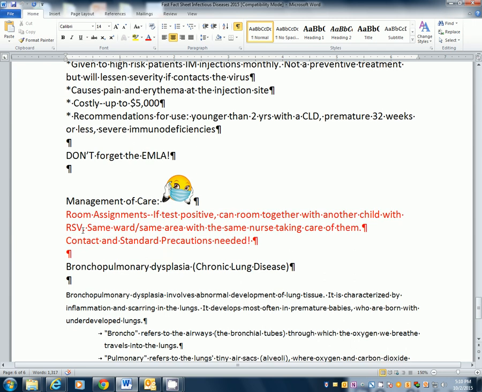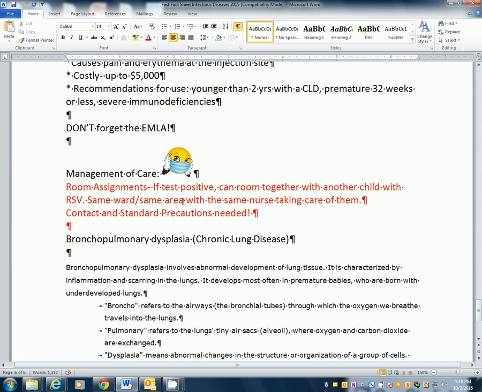Management of care, we want to remember about room assignments. If they test positive, then they can room together with another child with RSV. They can be on the same ward in the same area with the same nurse taking care of them. And you always want to use contact and standard precautions. Good hand washing, again, watching what you touch, wearing gloves and gowns when entering the room.